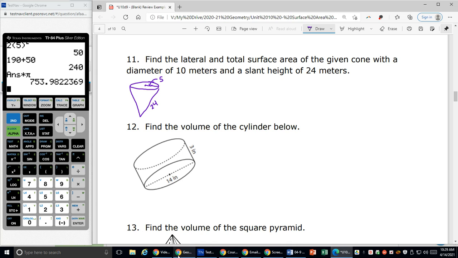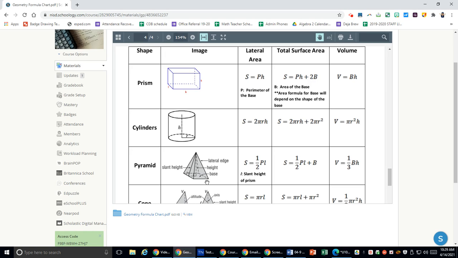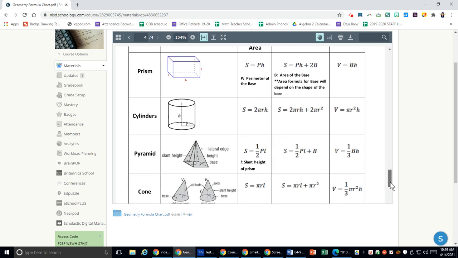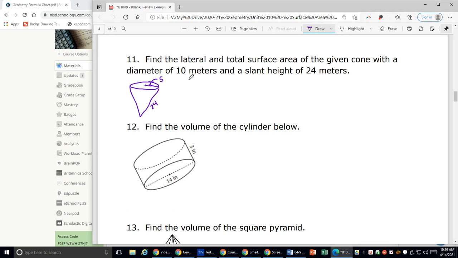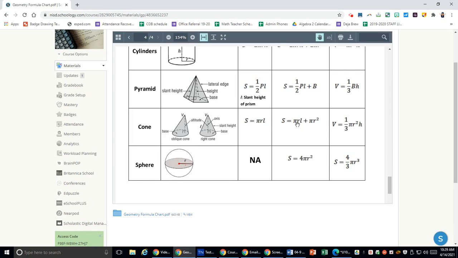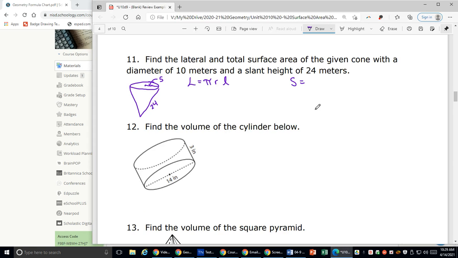So let me go to my formula chart and find my lateral area of a cone. Remember, your lateral area is the first column, even though they have S's, and my total surface area is the second column. So for a cone, pi RL is my lateral area. And my total surface area is pi RL, the same thing, but I add the base. I add the bottom to it, pi R squared.